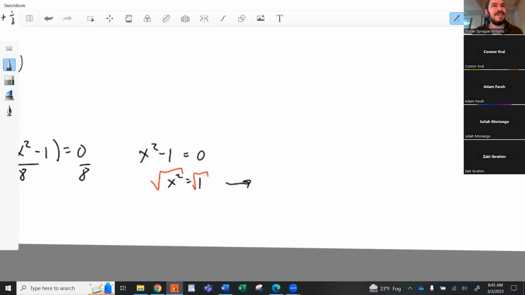You're kind of skipping a step. Yes, that's the end result, but what step are you skipping? This is the step that I think some people don't even teach. When you take the square root of x squared, how does that simplify?